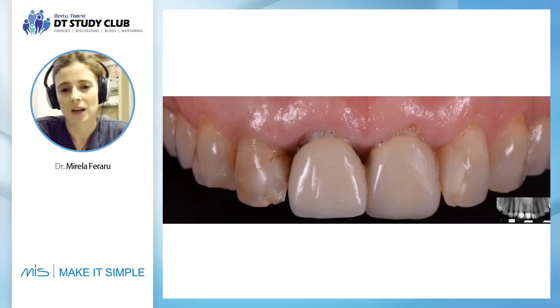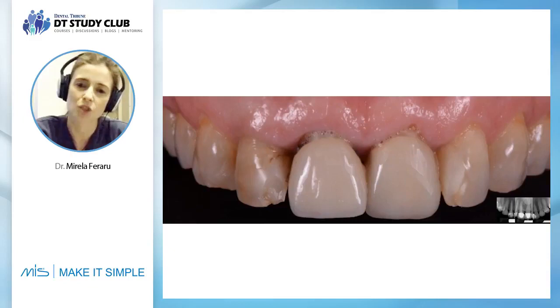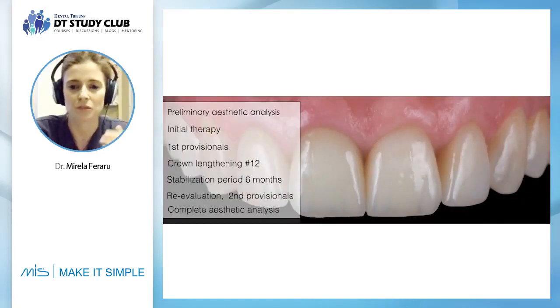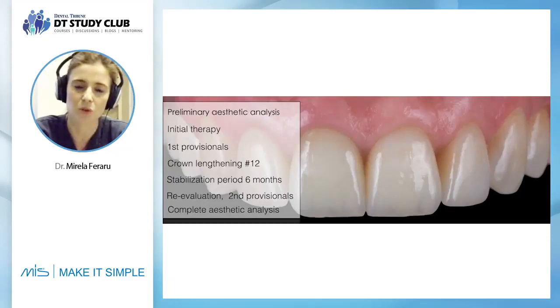Definitely when we are encountering clinical situations that are more demanding, where the deficiencies are even more complex, as we can see here, then definitely the treatment itself will be more challenging. So in order to get to such a final result, as we can see in this image, we went through different steps again. So it's important to follow specific protocols and not to step in between phases.